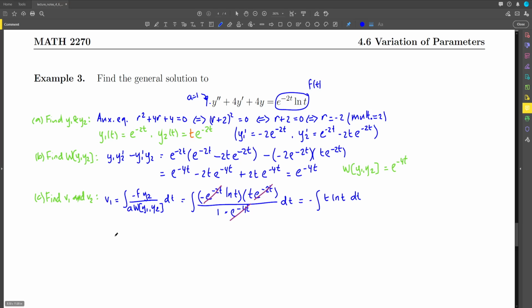Now, in order to find that antiderivative, we're going to use integration by parts. So let me remind you of that. Integration by parts says that the integral of u dv is equal to u times v minus the integral of v du.